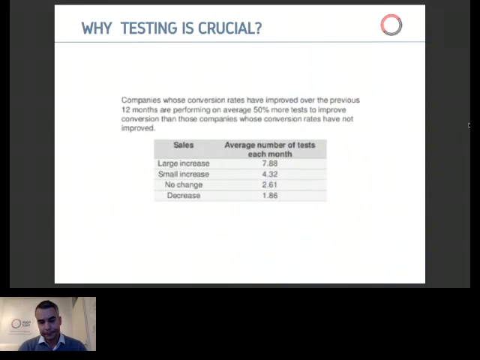Here you can see one very interesting table and stat from the eConsultancy CRO research, where they tried to find a correlation between the number of tests and actual sales performance. They found that there is a break-even point, a critical point, at around 4 to 5 experiments per month, where companies that do more than that see significant exponential growth, so large sales increases. And the ones who do less mostly see minor increases or no change at all.